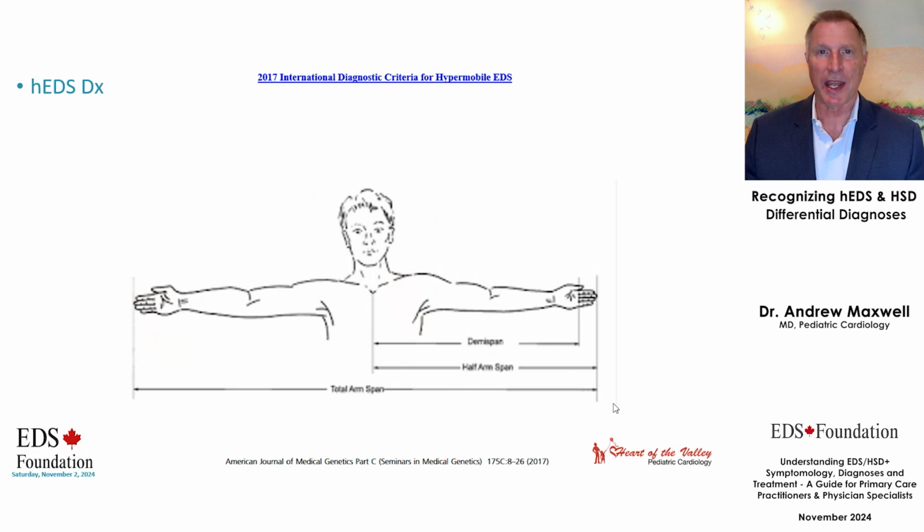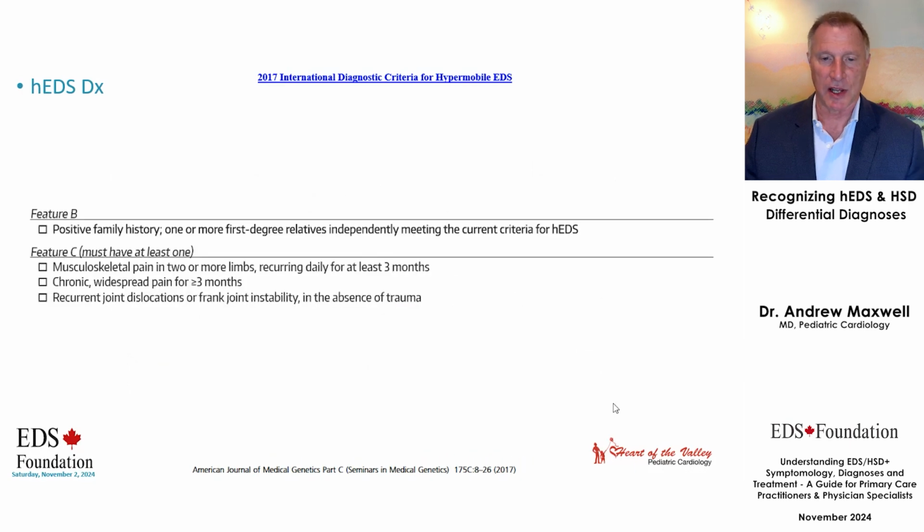Increased wingspan, greater than height, is also present. Okay, feature B is related to family history. And specifically, is there one or more first-degree relatives who have met this same criteria for hypermobile Ehlers-Danlos?